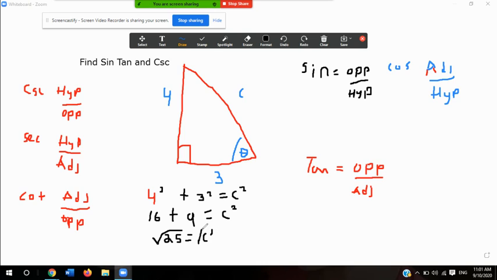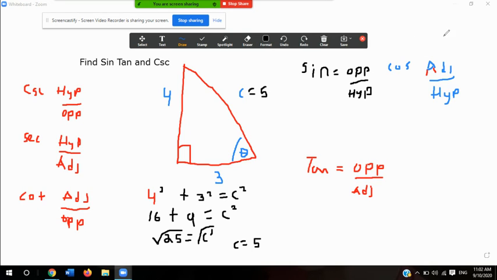And when I do the square root, it's going to say that c equals, because the square root of c squared is c, and the square root of 25 is 5. So that means that the hypotenuse equals 5. Now, the problem wants me to find the sine, the tangent, and the cosecant.